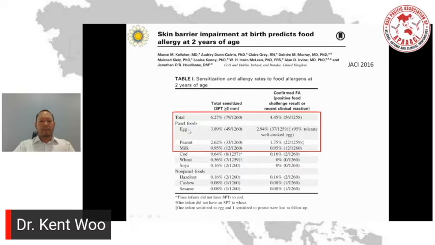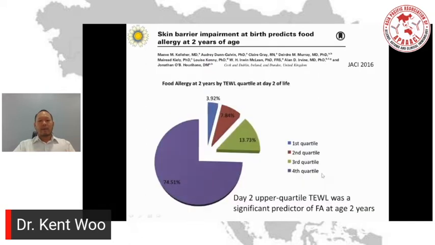Like I mentioned before, the three most common food allergens were egg, peanut, and milk that demonstrated a positive oral food challenge. Less common were the following below over here. But the most important part of this study was that the transepidermal water loss at the second day of life was a significant predictor of food allergy at 2 years old. You can see here about 74.5% of them at the highest quartile of water loss had the development of food allergy.